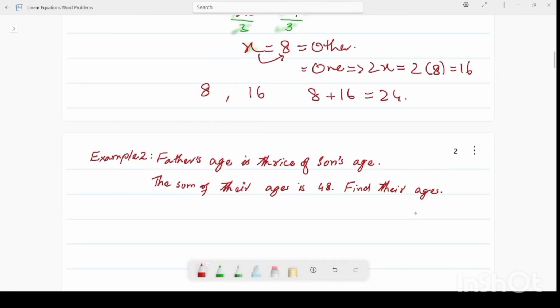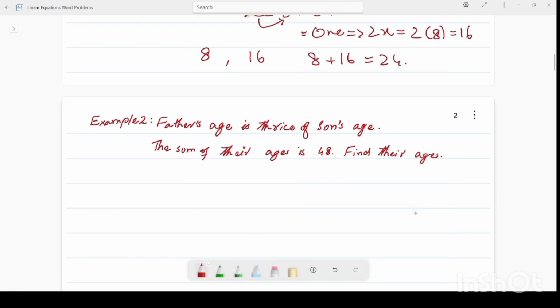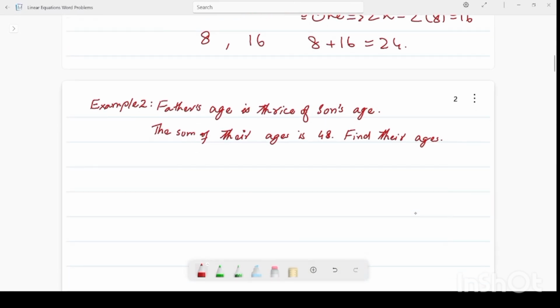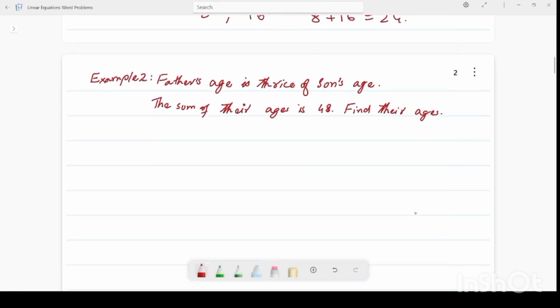The next question is also about some situation. This is an age related problem. This problem says that father's age is thrice of son's age. Now there is father's age and son's age, so there are two variables, one about father and another about son. Father's age is described as thrice, meaning 3 times the son's age.